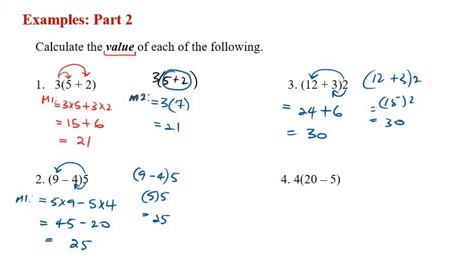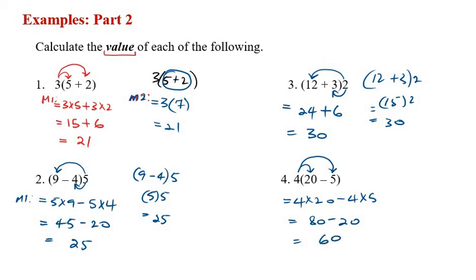So the last one now, number 4: 4 open bracket, 20 minus 5 close bracket. So first method, 4 to the 20, 4 to the 5. Remember, same thing as the teacher-student analogy that we used. The teacher is on the outside, and distributes the paper to each student inside the bracket. So this is equal to 4 times 20 minus 4 times 5. Equal 4 times 20 gives us 80, minus 4 times 5 gives us 20. And 80 minus 20 gives us 60.